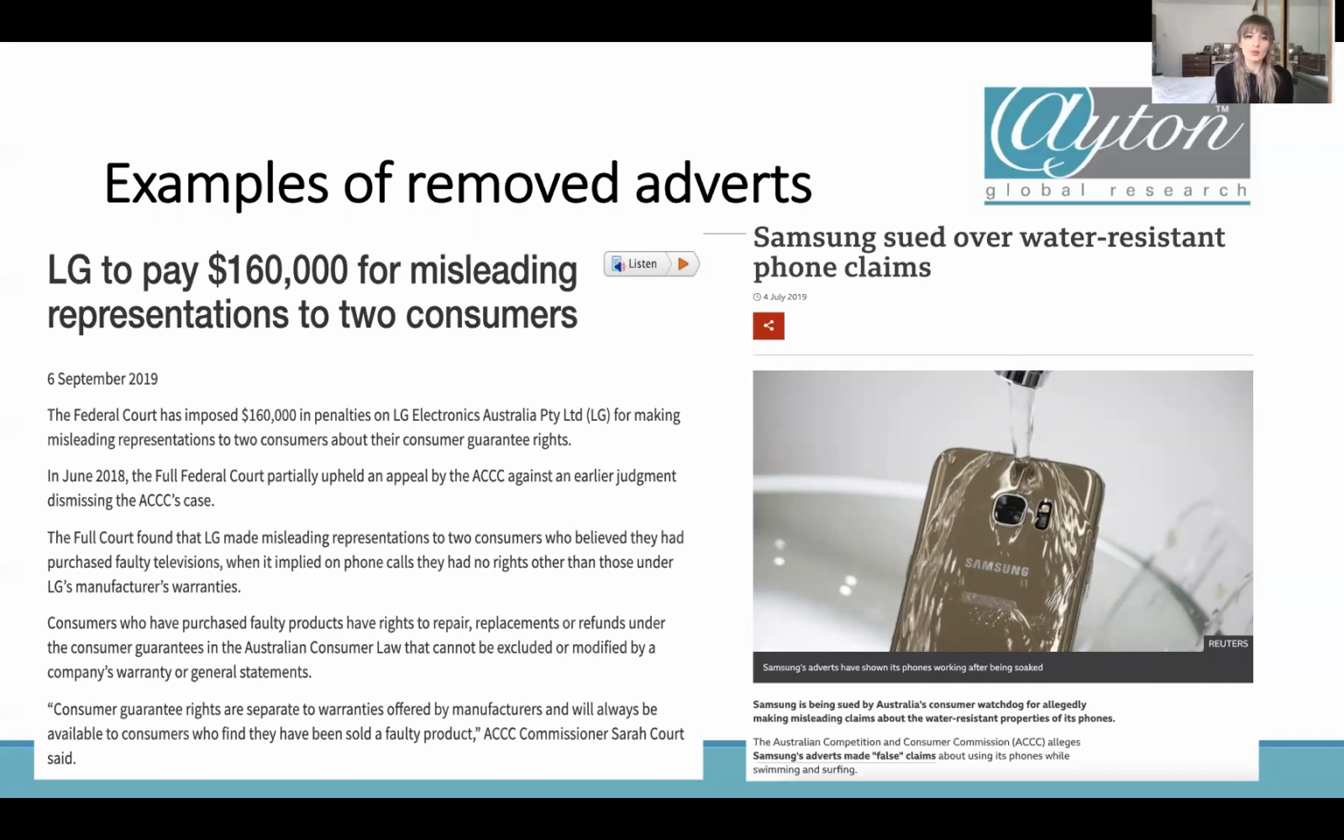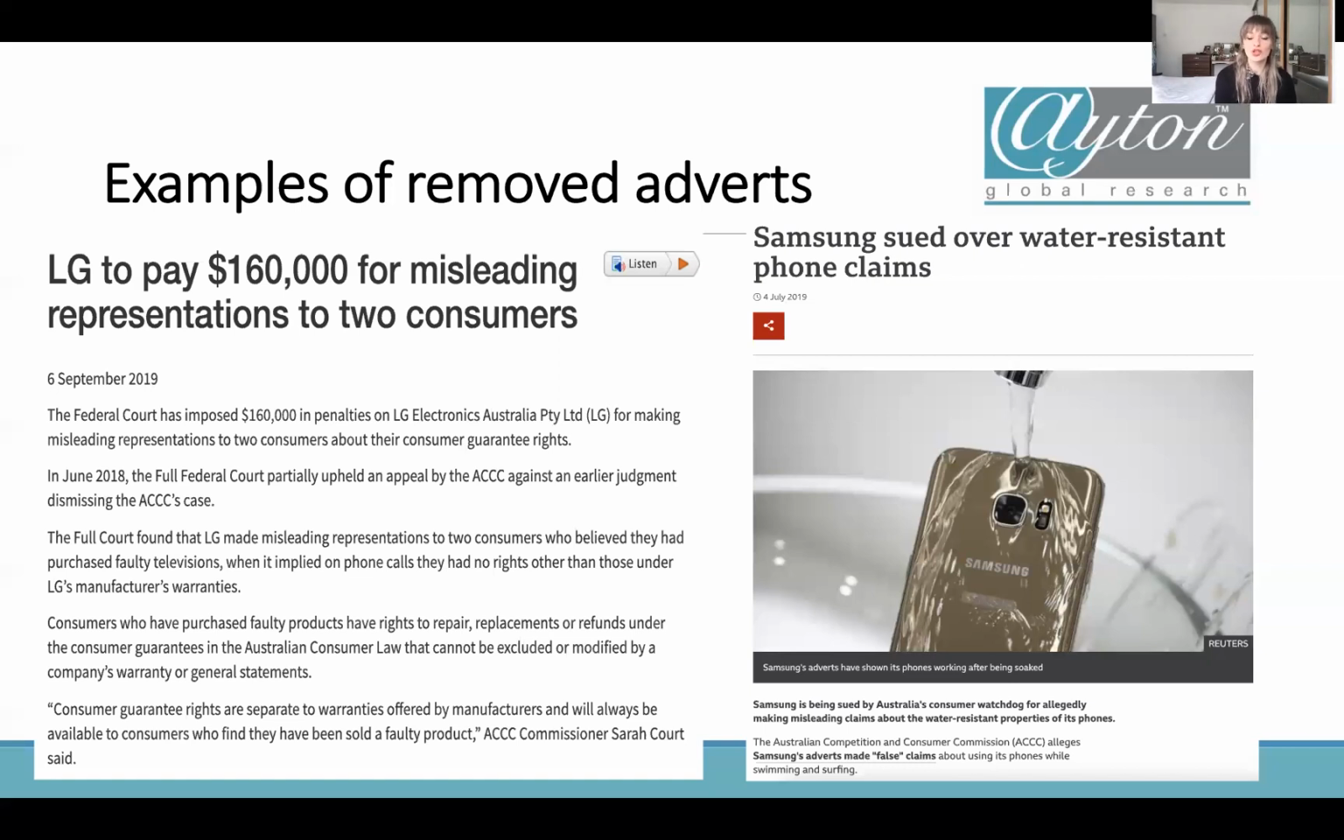So LG, they were in trouble basically about the guarantee rights. This is where I talked earlier about the European warranty. There's the same in Australia. They've got the same thing. So LG was saying, you've got no rights to the guarantee, but they didn't mention that actually, as an Australian citizen, they do have some kind of rights there as well. And it was basically just misleading about what the law is behind it.